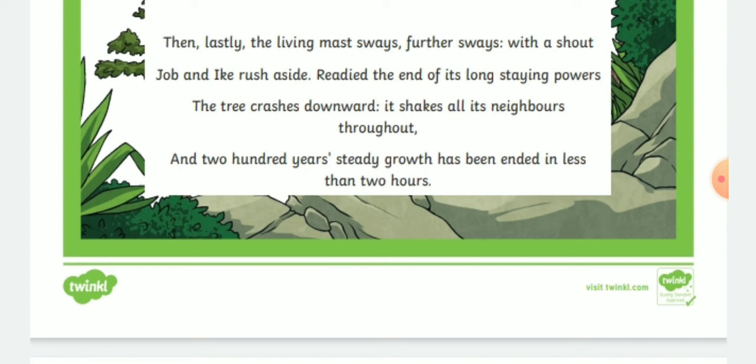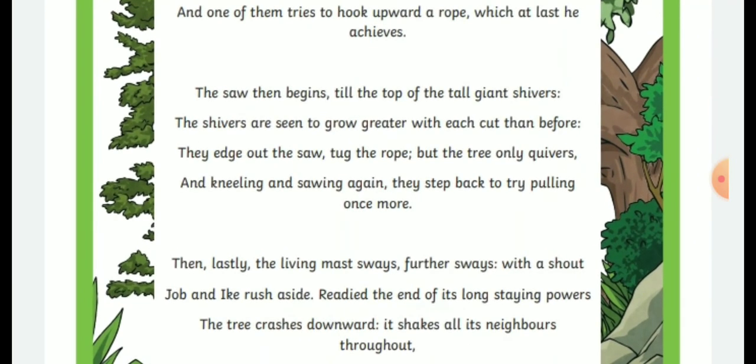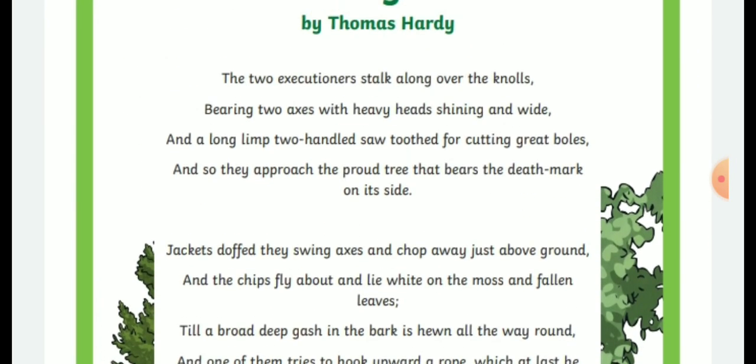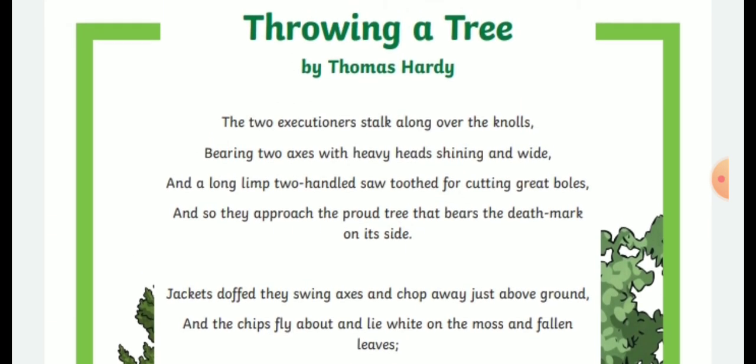Understood, students? This is a beautiful poem written by Thomas Hardy. Okay, it is written by Thomas Hardy very beautifully, and here he mentioned each and everything very sincerely, how they have cut down the tree and what kind of problem the tree had to face. So here the poem ends, Throwing a Tree, which is written by Thomas Hardy.